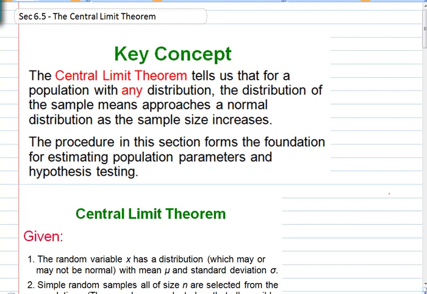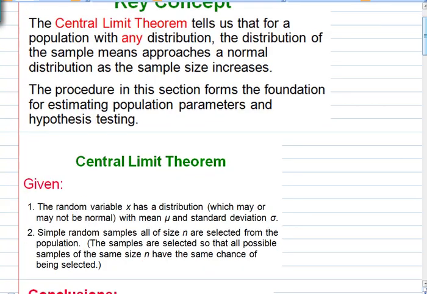The reason that normality is good is because we can use our calculator and the normal CDF in order to find probabilities and work with this and solve problems. The procedures in this section form the foundation for estimating population parameters and hypothesis testing. That's what the last half of this course is going to be about.